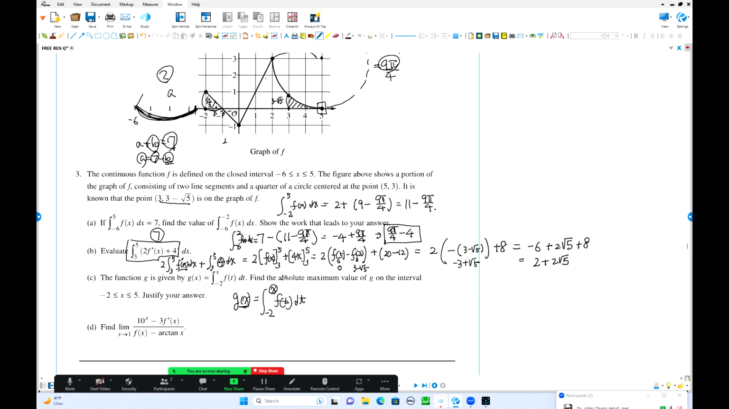Absolute maximum. Highest point. We count over here. From negative 2 to x equals 0, the integral of f of t dt is 0, isn't it? Yeah. Up to x equals 0, that is 0, right? After that, up to 1 is also 0, right? Maybe you can use up to 1, also 0.